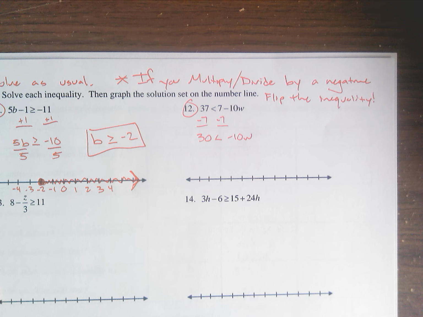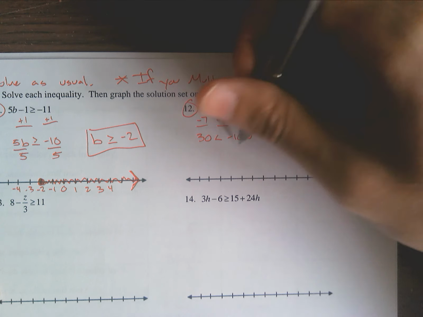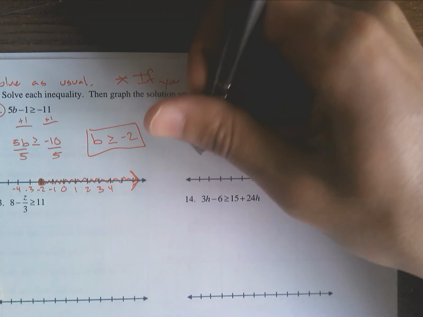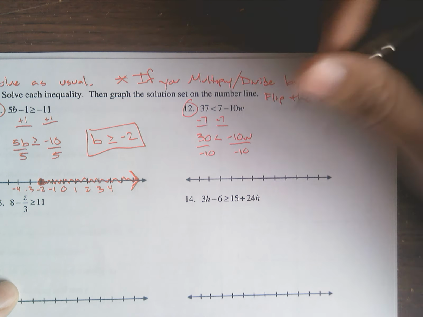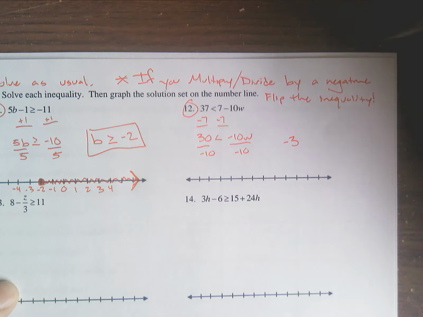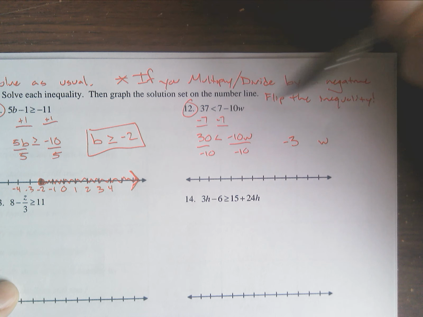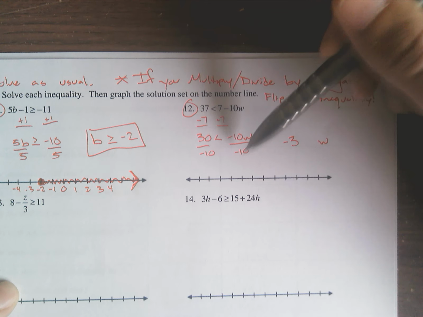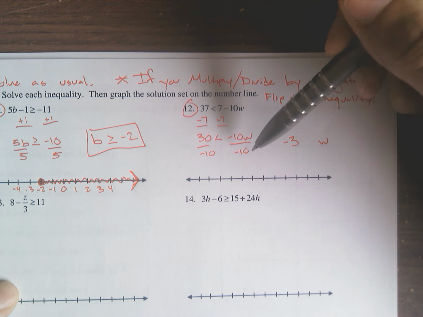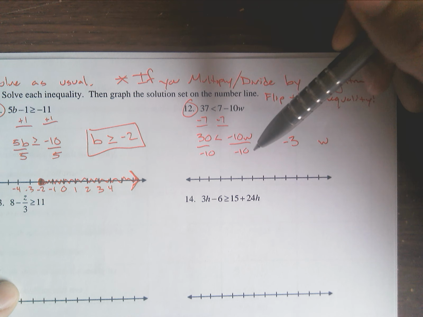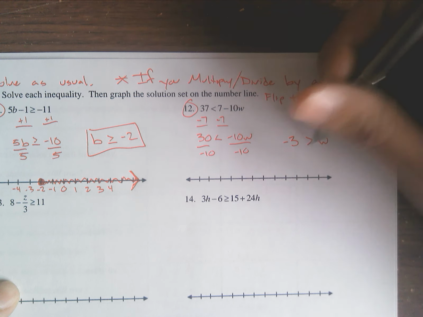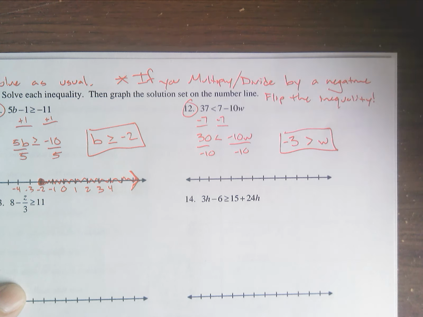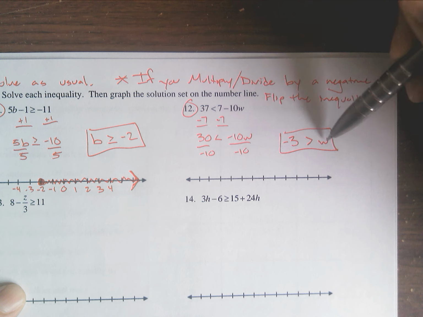Our next step, we divide by negative 10. So I'm dividing both sides by negative 10. We get negative 3. And we have w. But what's our sign? Well, right now it's less than, but we're dividing by a negative. So what do we got to do with that inequality? We got to flip it. So instead of less than, we have greater than. So our solution, w, or negative 3 is greater than w.